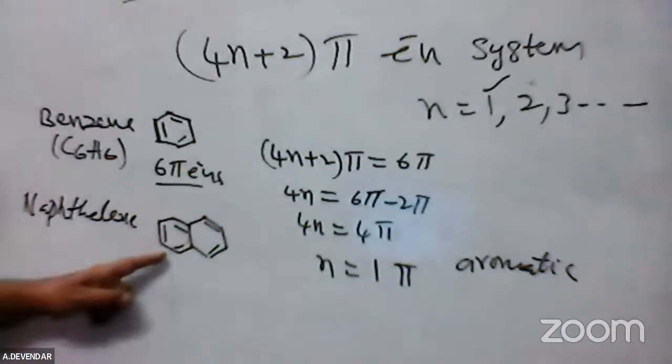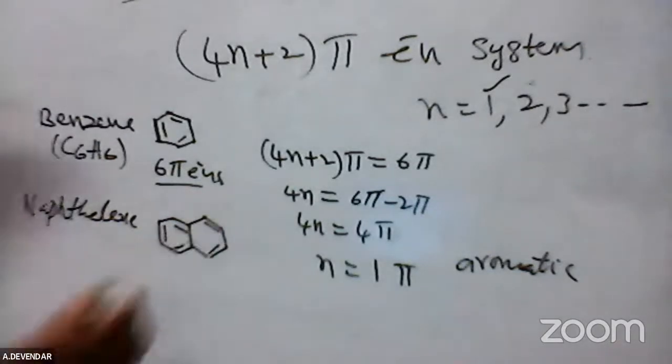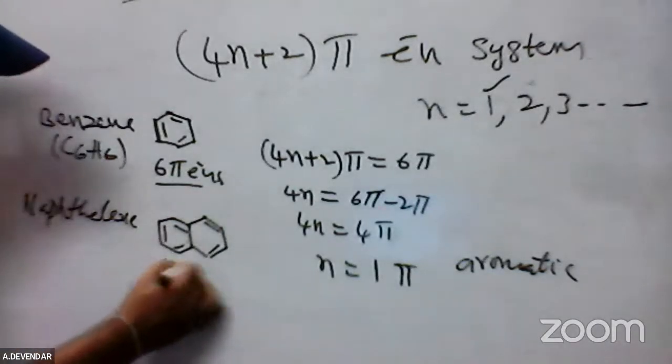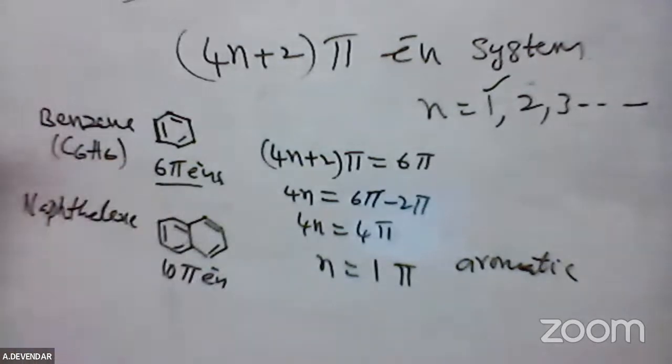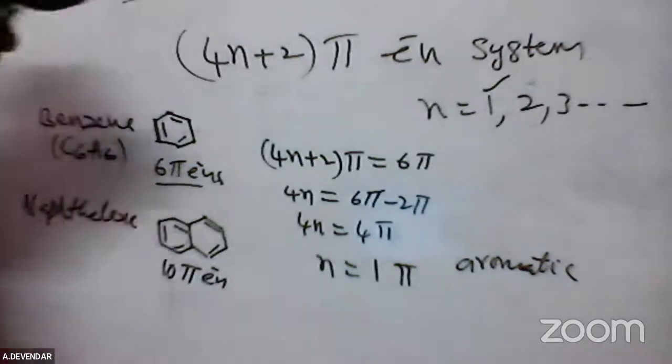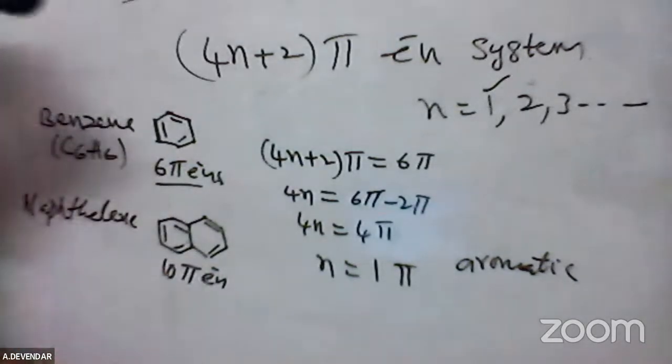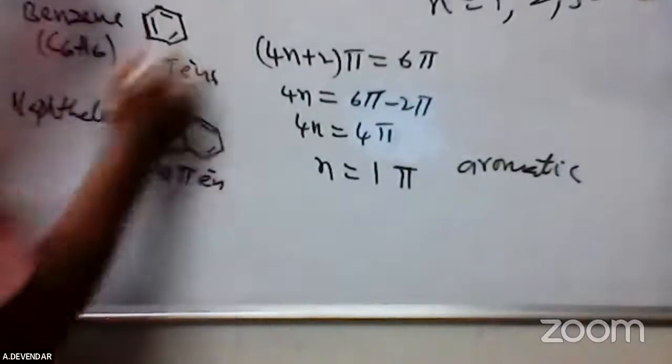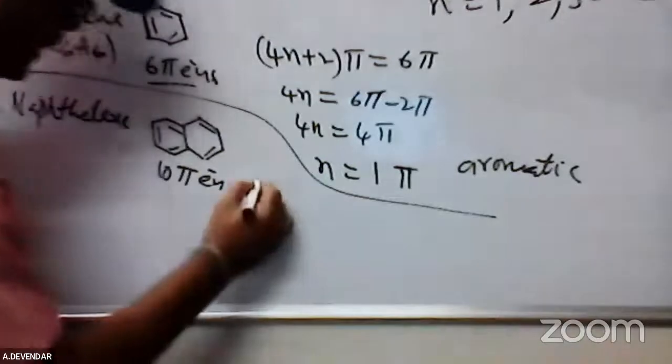See how many delocalized pi electrons are there? 5 into 2 means a 10 pi electron system. Naphthalene is a 10 pi electron system. Now you take this particular 10 pi electron system. In this case, I'm using this naphthalene. So this is about the benzene.